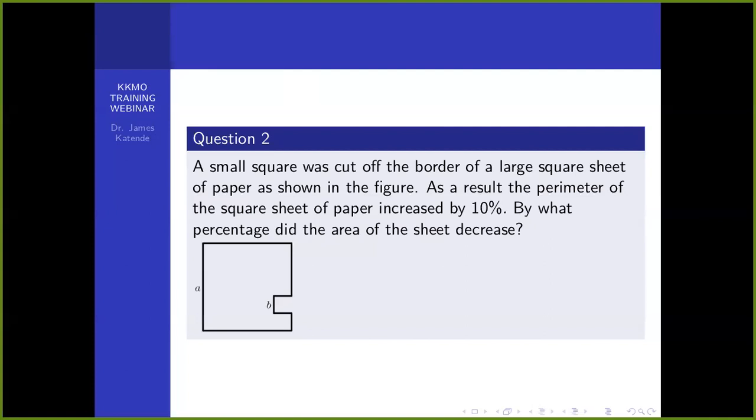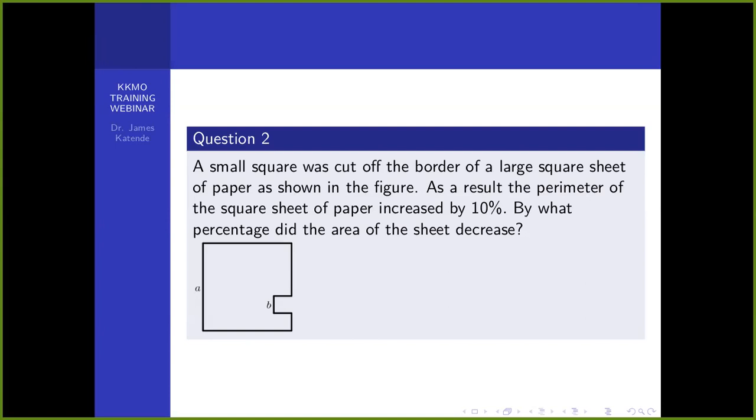Okay, so first I found a ratio between A and B by using the statement that the perimeter of the square sheet increased by 10%, because here the only added perimeter is 2B, because 2 sides of that square are added. So 2B equals 4A over 10, because 4A is the perimeter of the larger one. So B equals 1 over 5A. If you simplify that, then to get the ratio between B squared and A squared, you just square 1 over 5A, which is 1 over 25. So, which is 4%.